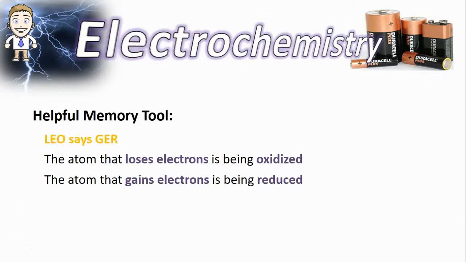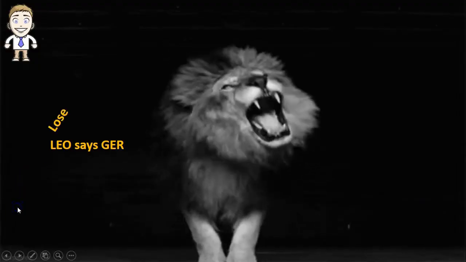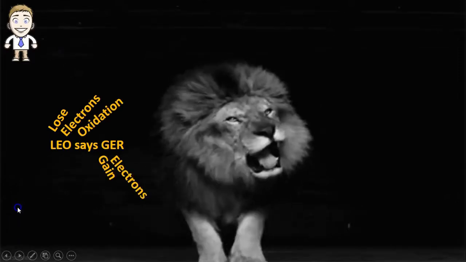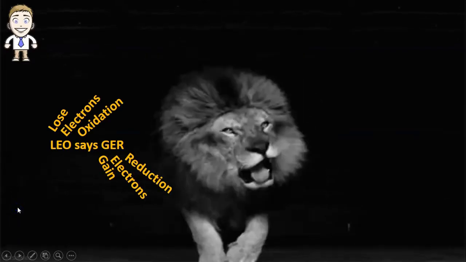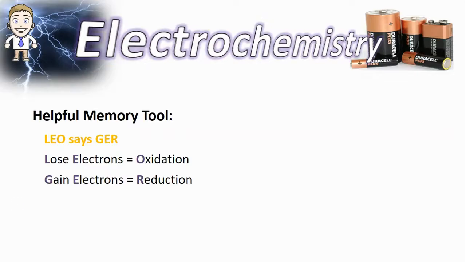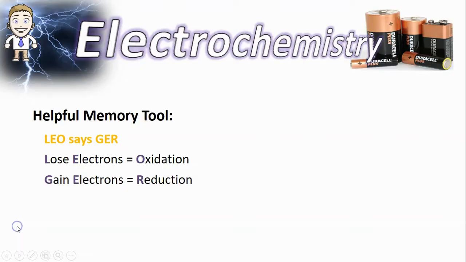My favorite one is LEO says GER. LEO says GER is an acronym that stands for loss of electrons is the oxidation, gain of electrons is the reduction. It's just a nice, helpful way to always remember that the losing electron atom is the oxidation process and the gaining electron atom is the reduction process. It's also the key idea for this video, so make sure you pause, take a moment, and write that down.